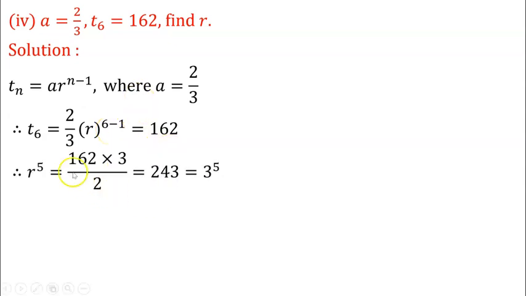And after simplification, R to the power 6 minus 1 means R to the power 5. Next, R to the power 5 is equal to 162 times 3 divided by 2. Therefore, R to the power 5 is equal to, after simplification, 243, and that is nothing but 3 raised to 5. And hence, the value of R is equal to 3.